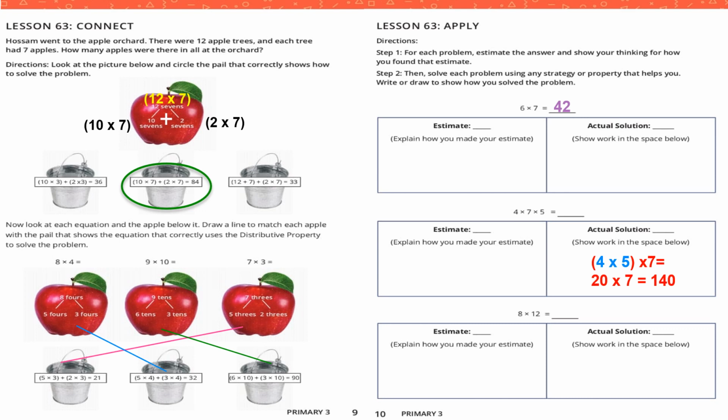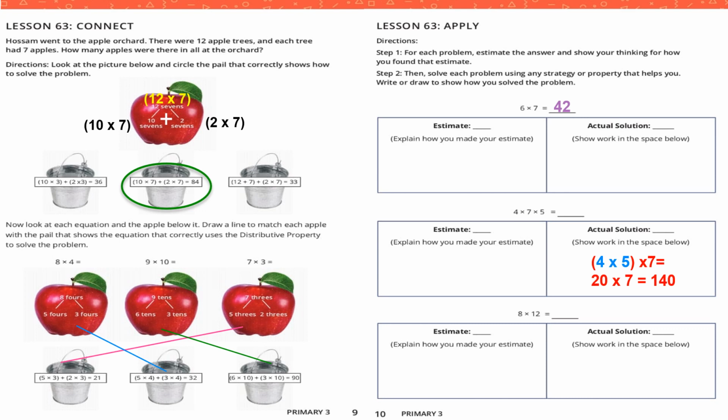Okay, so I took 4 times 5 between two brackets, then I will multiply by 7. 4 times 5, 20. 20 times 7, I will take this 0 out here, and 2 times 7 equals 14. Yes.